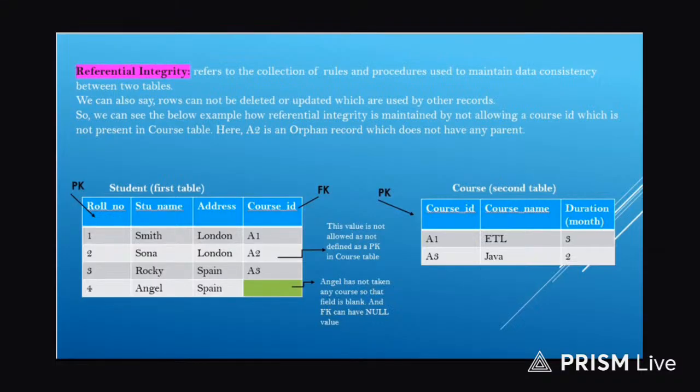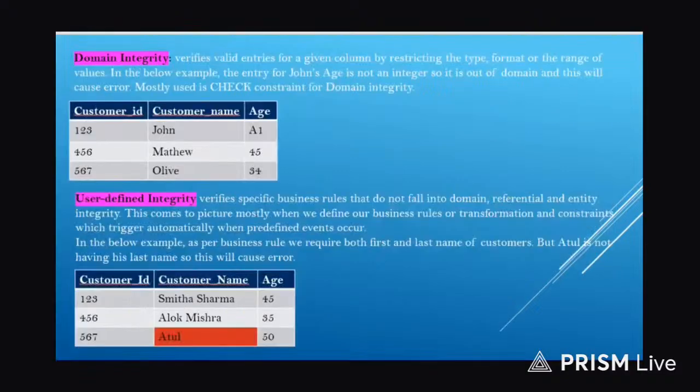Now if we see roll number 4, student name Angel, doesn't have any course ID, but that is fine. Student Angel has not enrolled in any course, and a foreign key can have a null value. So that is an accepted scenario. Now domain integrity verifies valid entry for a given column by restricting the type, format, or range of values. In the below example, the entry for John's age is not an integer, so it is out of domain and this will cause an error.